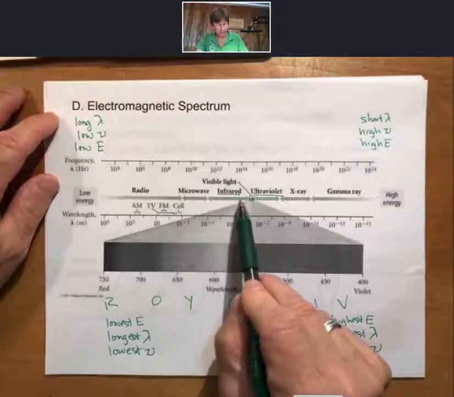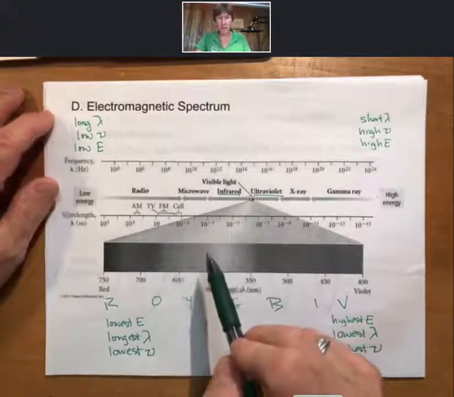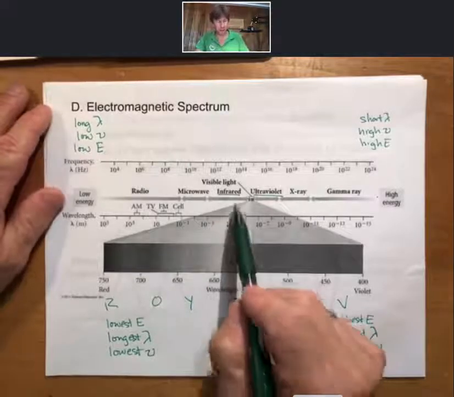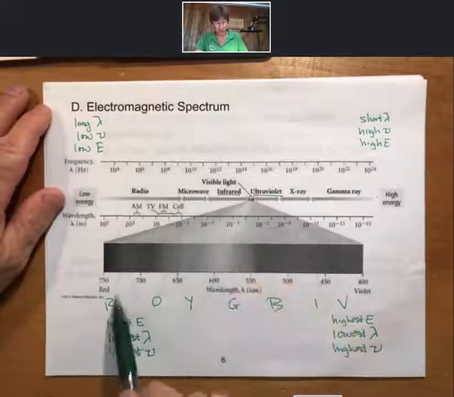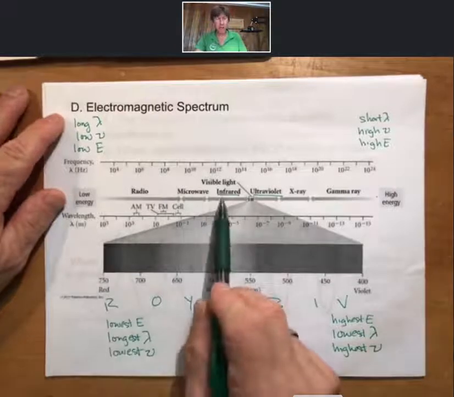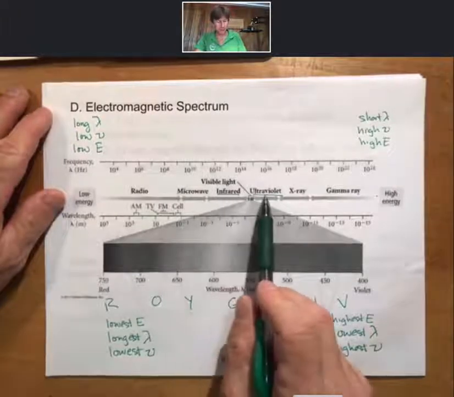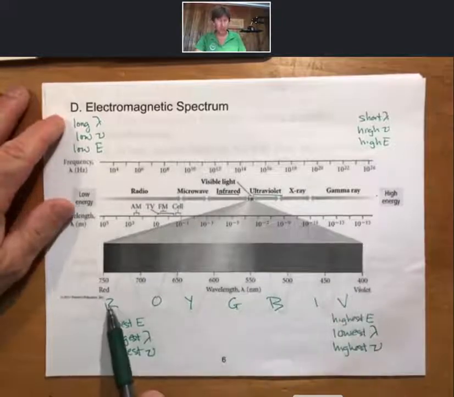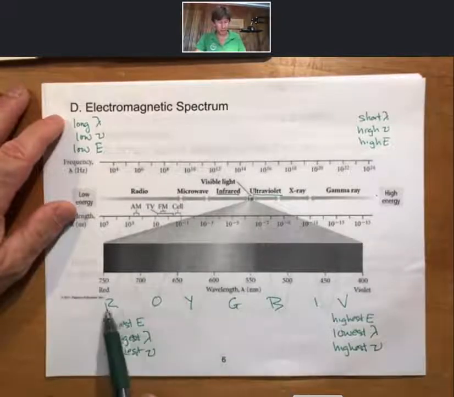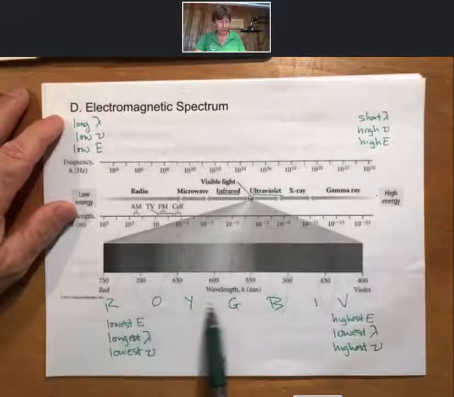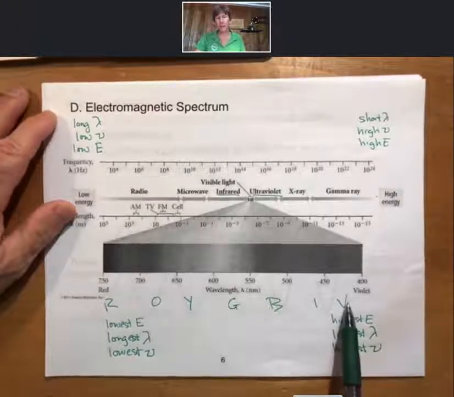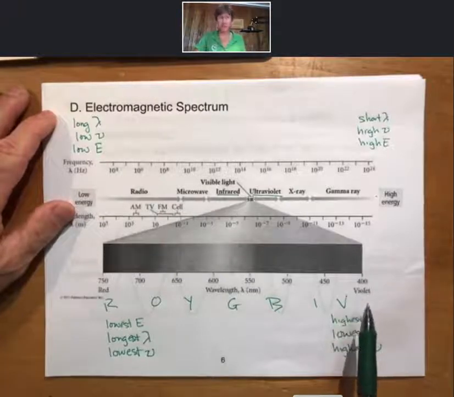Now, what do you have to know as far as the order of these and their energies? You have to know that infrared has longer wavelengths than red and is a lower energy. You have to know that ultraviolet is higher energy than violet. And you also have to know ROY G. BIV as you go from red to orange to yellow down to violet, the order of the energies and wavelengths. You don't have to know the exact numbers, just the order.